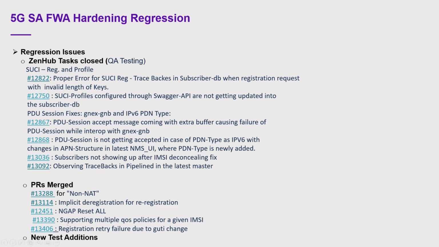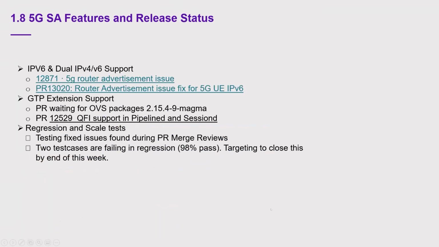A bunch of PRs got merged. One was related to the no-net split through IPv6 feature we were working on, and there are some issues related to implicit deregistration and re-registration, GAP reset, multiple QoS policies for the IMSI, and registration retry failure for the GUI change. So there is enough hardening of these features happening, which is a good thing.